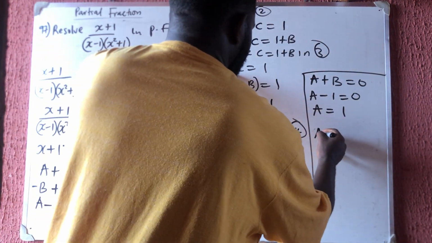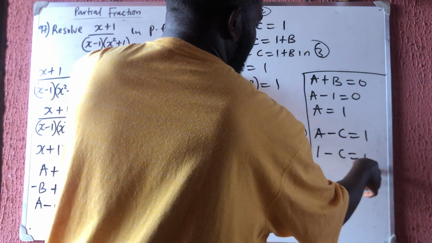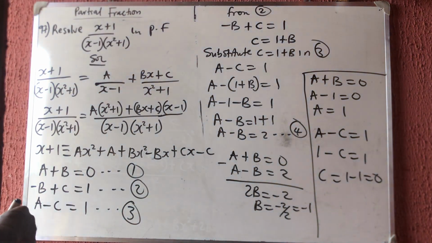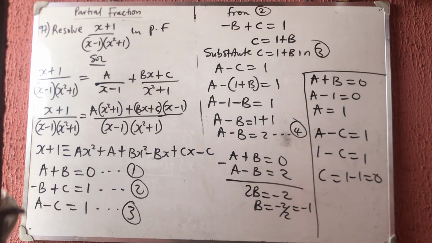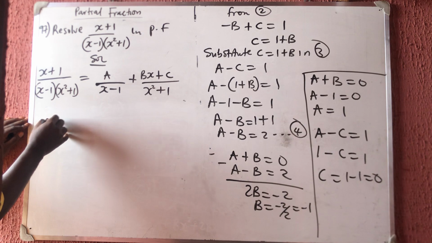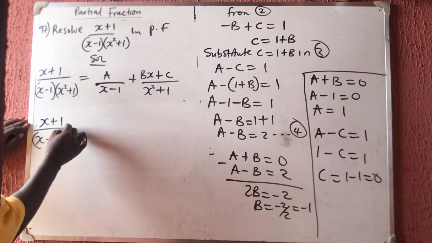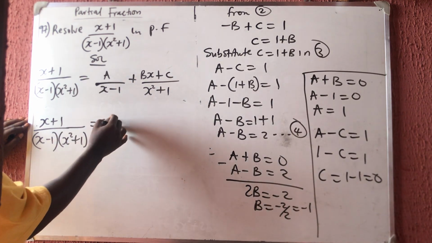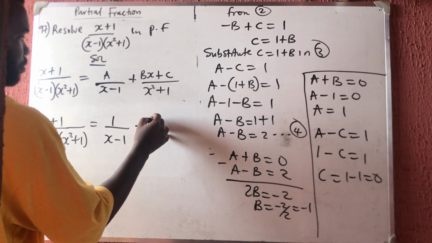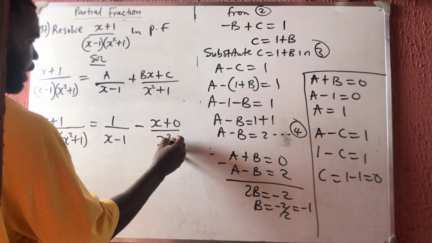To get my C is very simple. From here, I know that A minus C is equal to 1. So 1 minus C is equal to 1. Moving this one here and this one here, my C will now be 1 minus 1, which is 0. Since I've gotten my C to be 0, permit me to clean here. I will now put it back there. So x plus 1 all over x minus 1 and x squared plus 1 is equal to, my A is 1 all over x minus 1, my B is minus 1, so minus x plus 0, all over x squared plus 1.